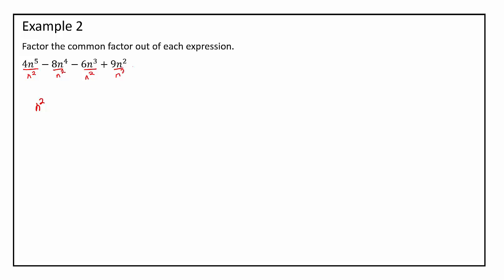And so when we do that, this is where we use our exponent skills to say, well, one's on top and one's on bottom, so I subtract my exponents. The numbers will remain whatever they are because I'm not dividing by a number. So this will be 4n cubed minus 8n squared. Remember, I'm subtracting my exponents. Minus 6n to the first, which we don't need to write the 1.